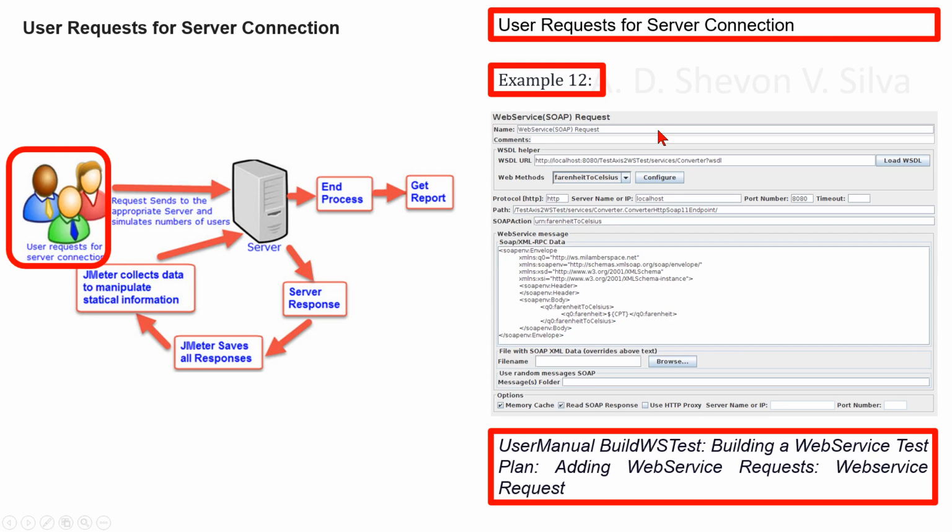Then select web service request element in the tree and edit the following properties. Change the name field to web service SOAP request. Enter the WSDL URL and click load WSDL. Here you can see web service request.